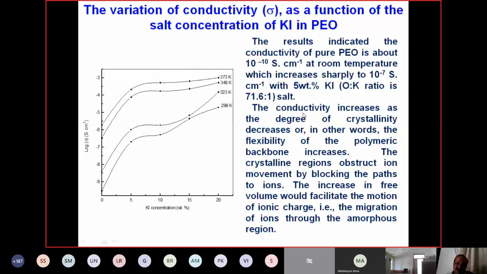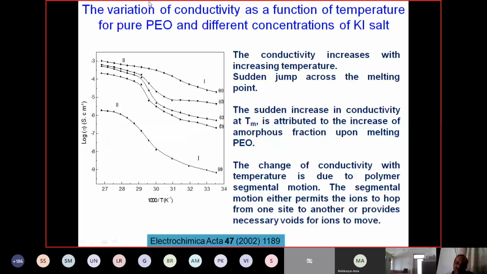You see here, with increasing temperature, the conductivity is also increasing. So far I have shown what happens when we add potassium iodide salt to that polymer. In this, I have given the XRD, optical micrographs, DSC, and then conductivity.